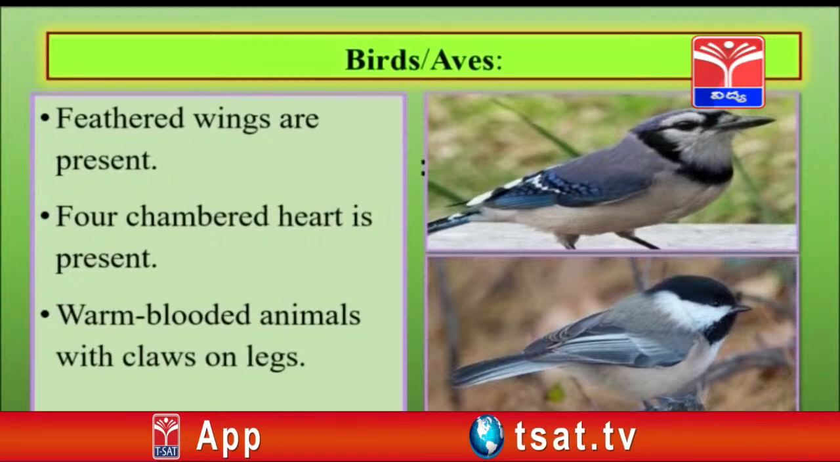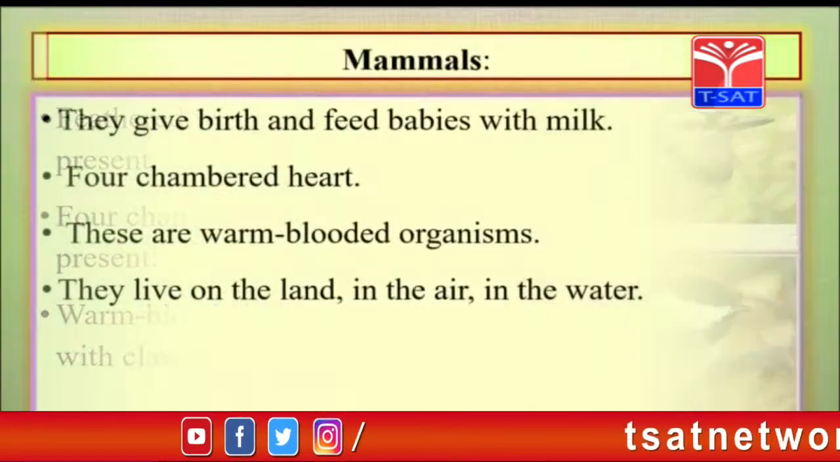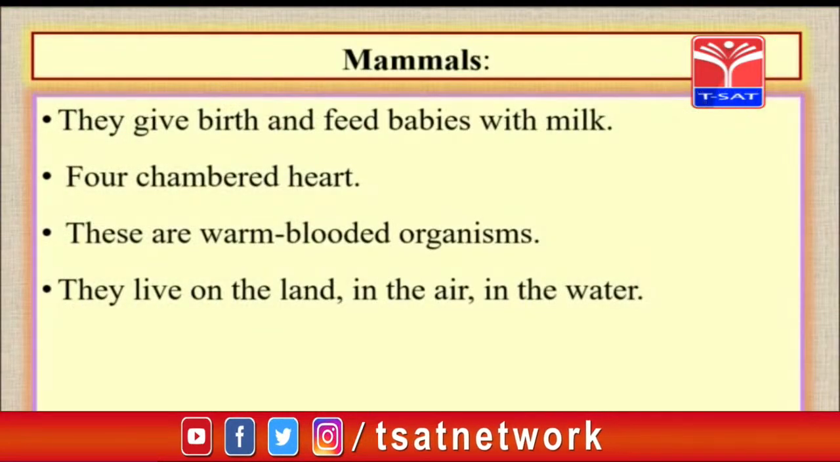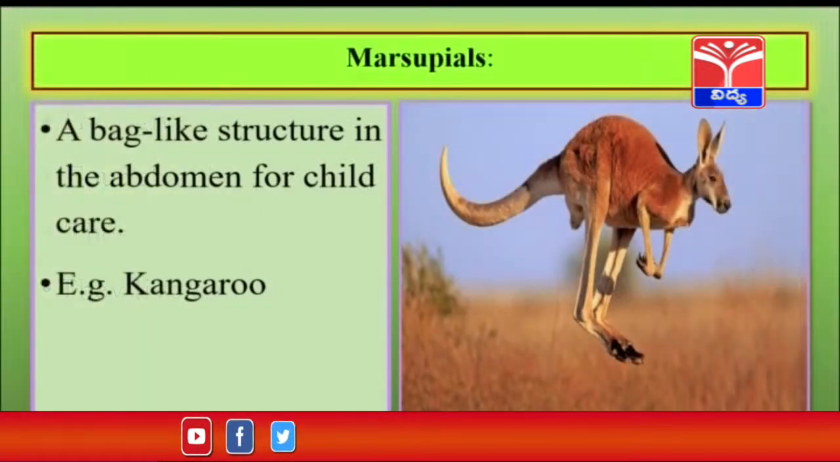A 4-chambered heart is present. These are warm-blooded animals with claws on legs. Mammals give birth and feed babies with milk. A 4-chambered heart is present. These are warm-blooded organisms. They live on the land, in the air and in the water.